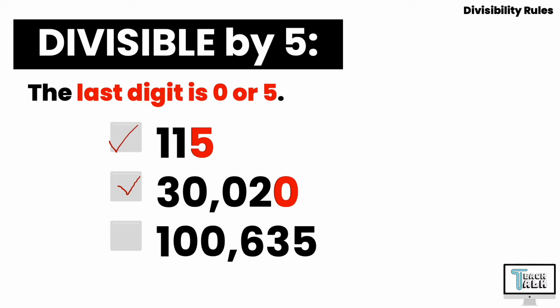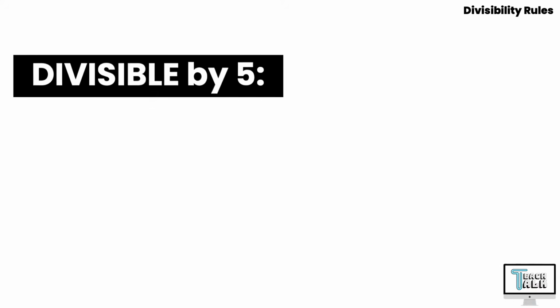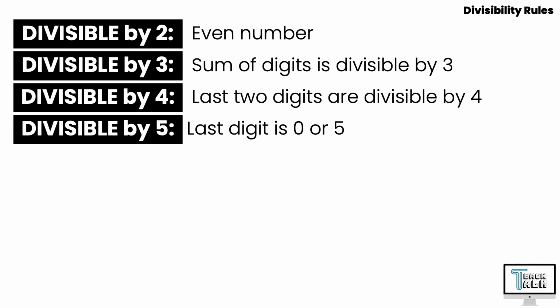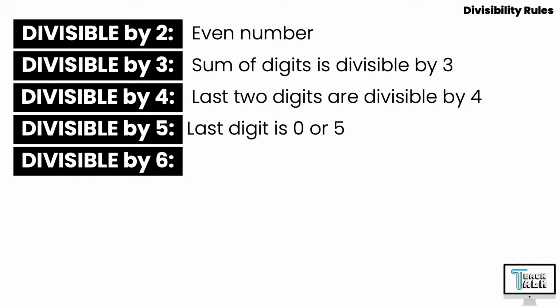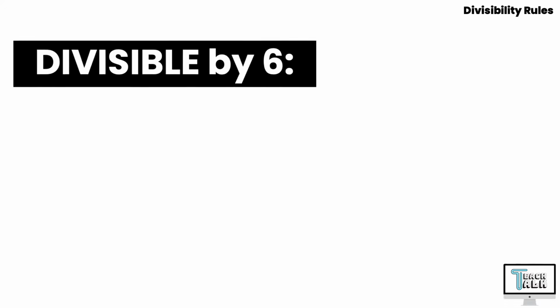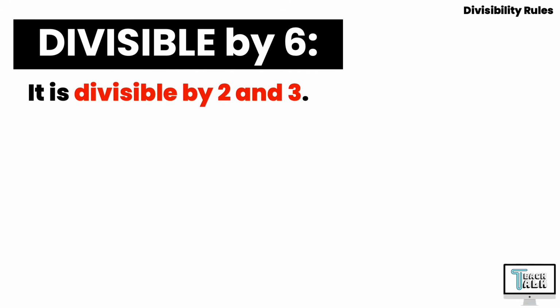And lastly, si 100,635 that is also nag-end sa 5, therefore, it is also divisible by 5. Yun lang guys, kapag divisible by 5, it ends or yung last digit niya is 0 or 5. Proceed tayo sa divisible by 6. Sa divisible by 6 guys, meron tayong dalawang condition. It should be divisible by 2 and 3.